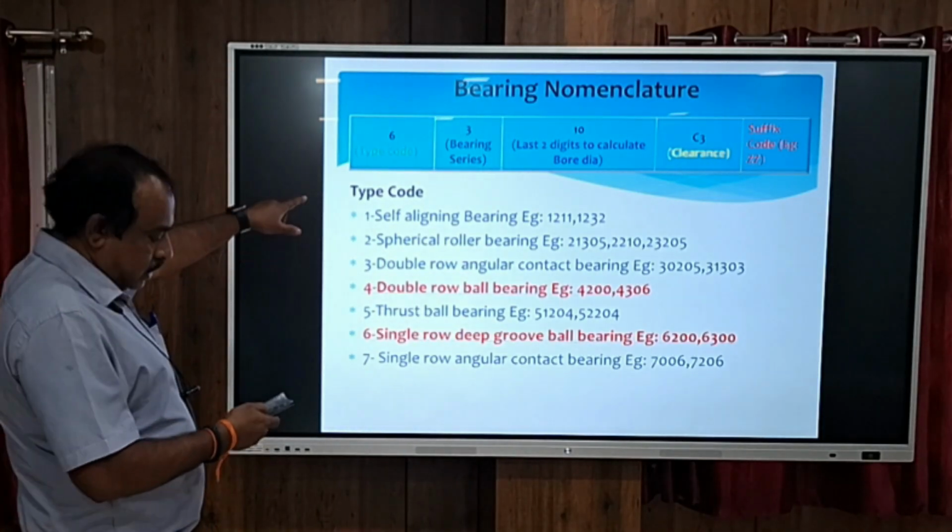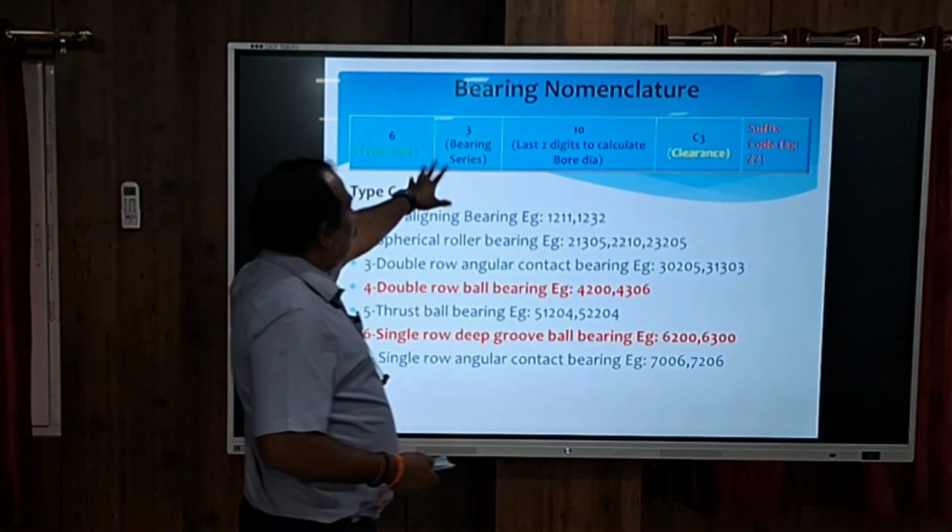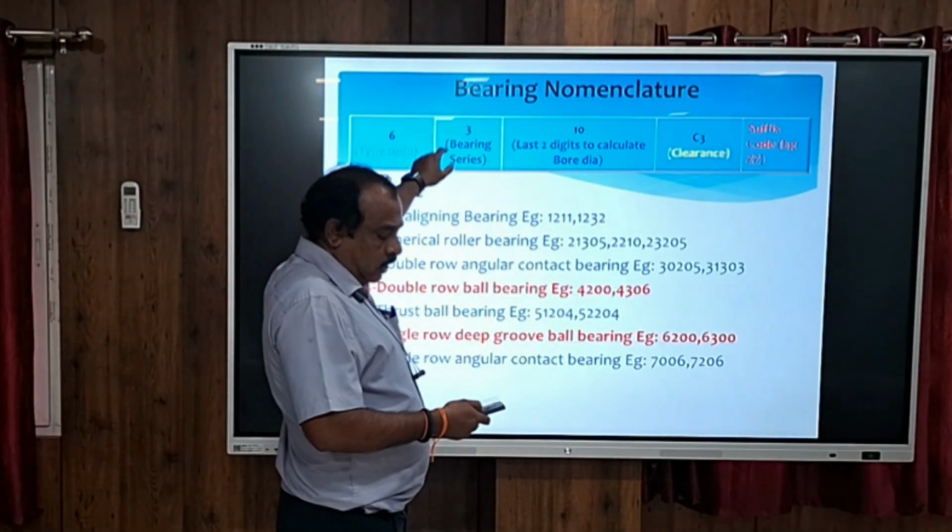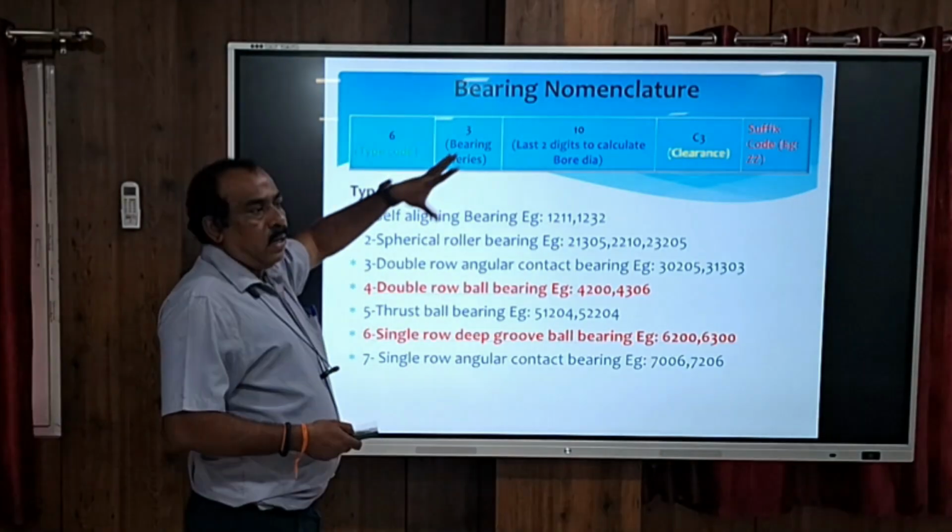And second, bearing series. The second digit indicates the bearing series. It will give mainly the outer diameter of the bearing.